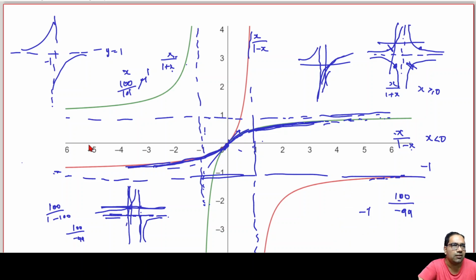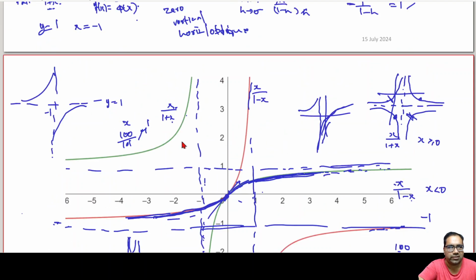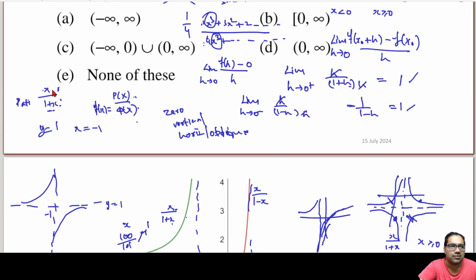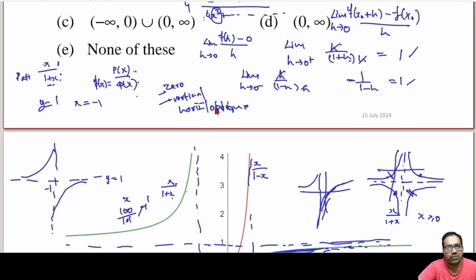Right. This is how we draw graphs of rational functions. Very easy. First, we have to see where the zeros are, that means where the numerator zeros of a function are, and where the denominator zeros are, that means where the vertical asymptotes are. Zeros means when they are touching the x-axis. Vertical asymptotes means when the graph will go to plus infinity or minus infinity. And for the horizontal asymptote, when x tends to plus infinity or minus infinity, how will the graph behave, whether a horizontal asymptote or an oblique asymptote.